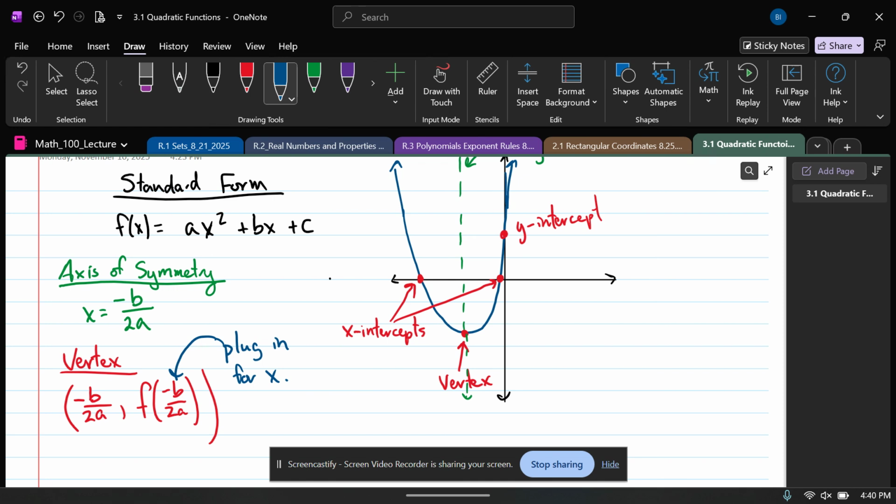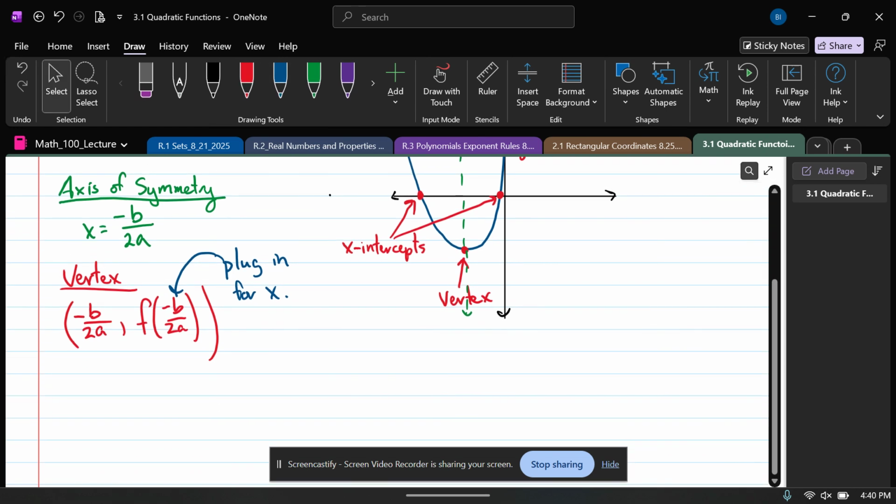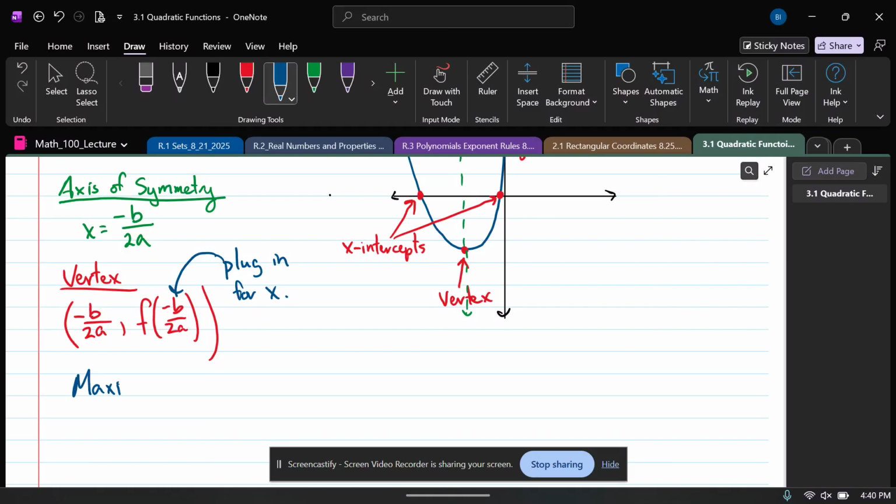Okay. Now, that vertex can be a maximum or a minimum depending on which way the parabola opens. Okay? That vertex can be a maximum if A is less than 0. And if it's less than 0, that means it's negative. And it means that the parabola opens down. So it would look something like that. That's a parabola that opens down. The vertex would be a maximum if the parabola opens down.